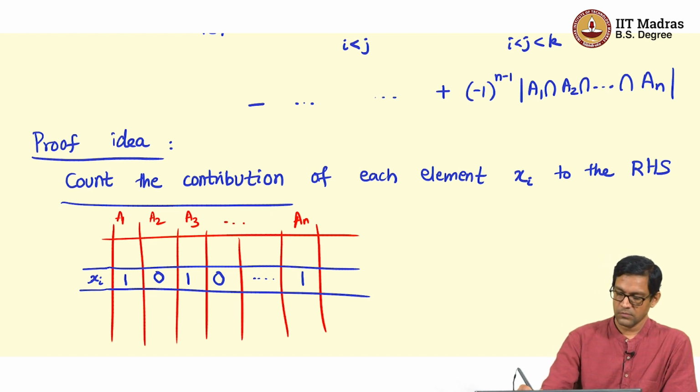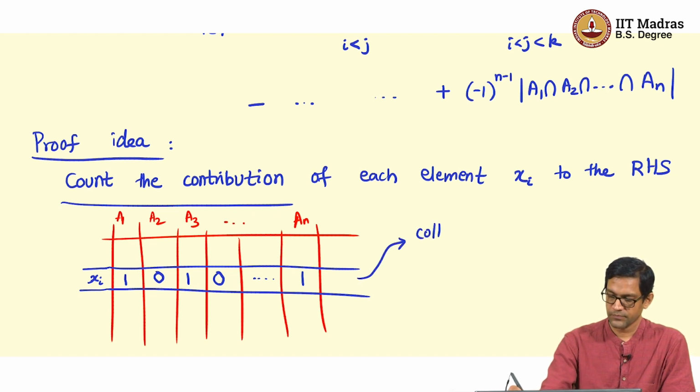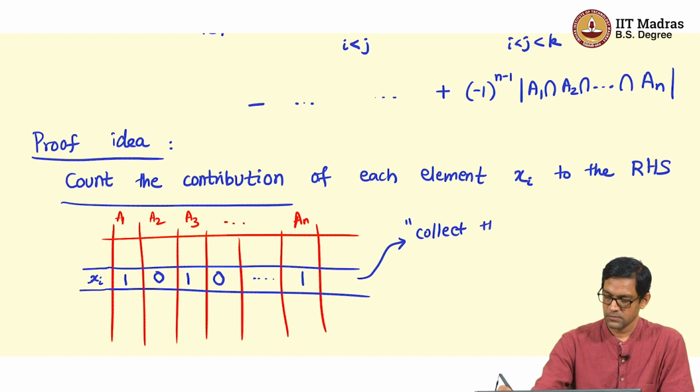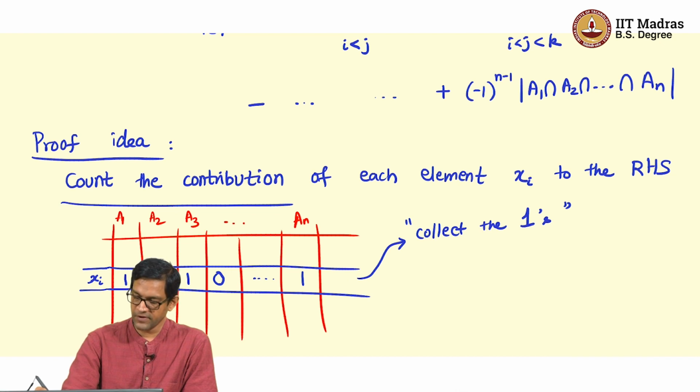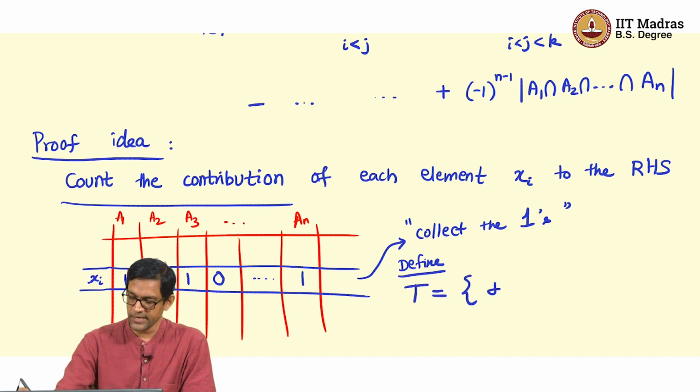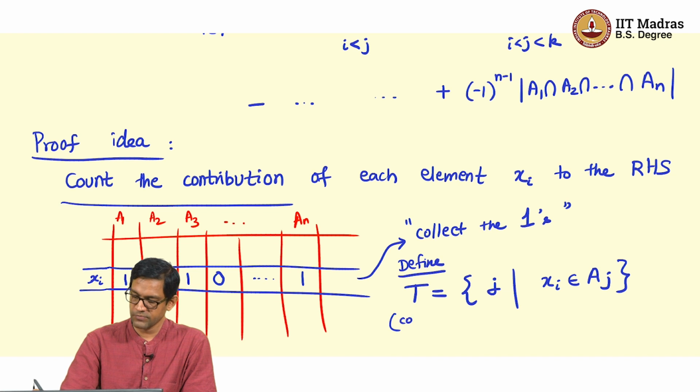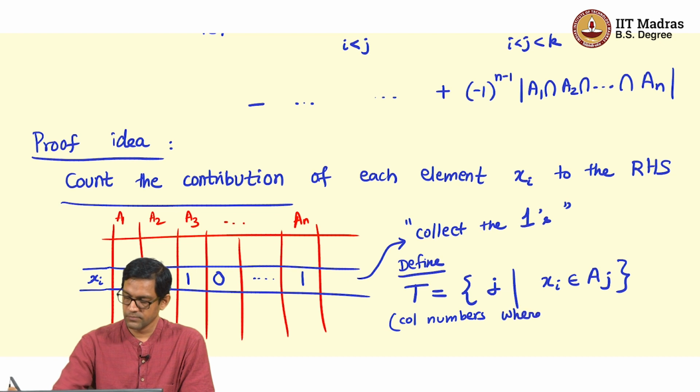So, I see some zeros, ones. Okay. So, what I will do is I will just collect all the ones. So, let us do the following. First, let us collect the ones. So, what do I mean by that? Let us define a set. Define T to be all those j's, all those positions, all those column numbers such that xi belongs to Aj. In other words, take the column numbers with ones in it, column numbers where ones occur.